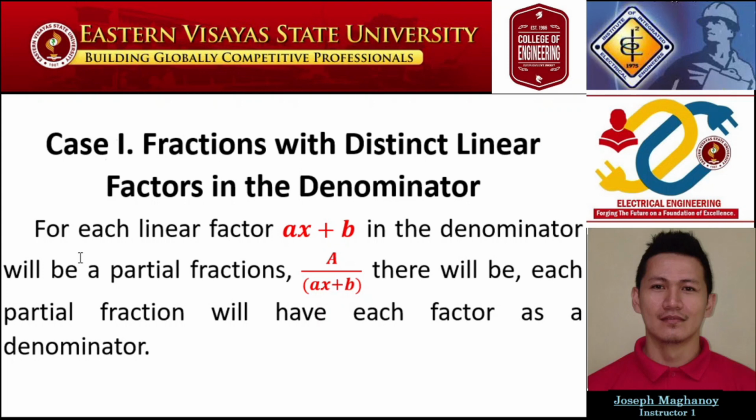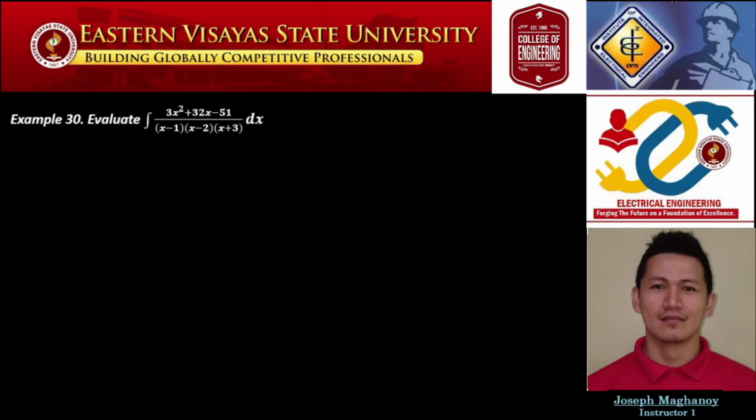Moving on to your first example for case 1, example number 30. Evaluate the integral of 3x squared plus 32x minus 51 all over the quantity x minus 1, x minus 2, and x plus 3. Okay, so what is our first step?